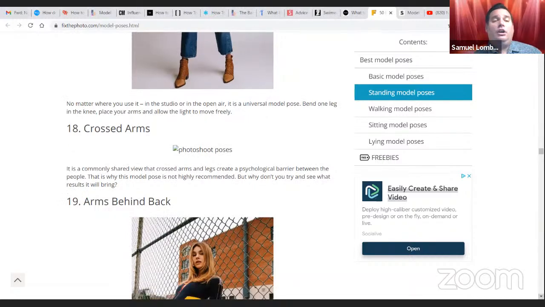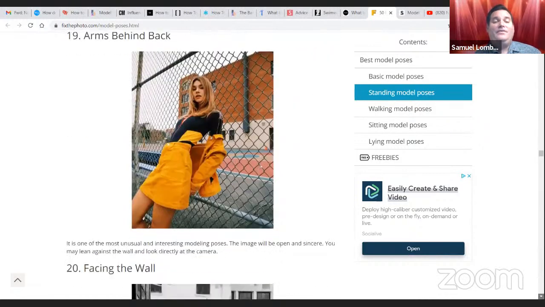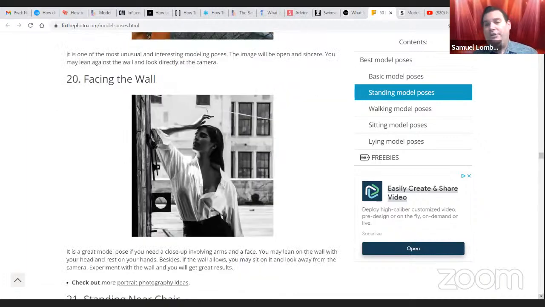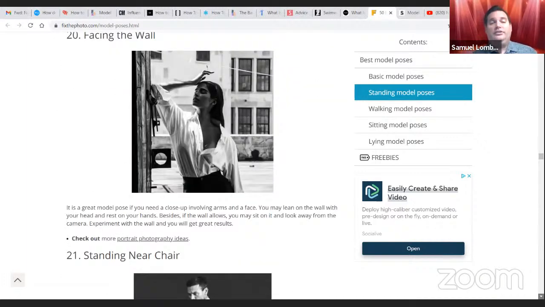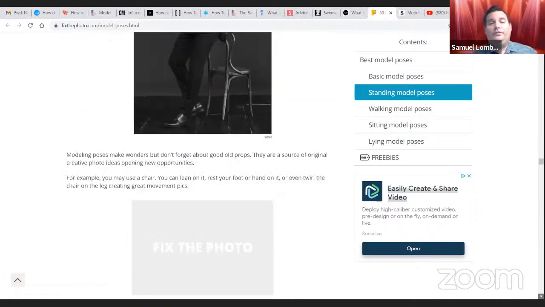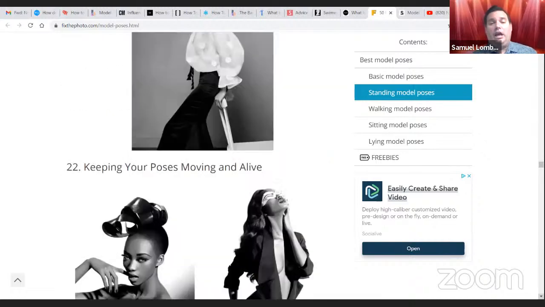But we have crossed arms. We have the arms behind back, facing the wall. These are what they are called, by the way, the poses. Standing near chair. Keeping your poses moving and alive.